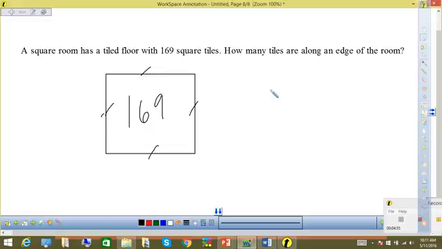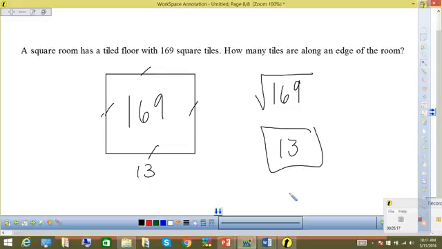How do we find that? By finding the square root. Is that correct? All right, so what is the square root of 169? 13. So that means that the side measures 13. Is that correct? Now look at this. Be careful with this because this one, some of you just gave me an answer of 13. But look what it says. How many tiles are along the edge of the room?